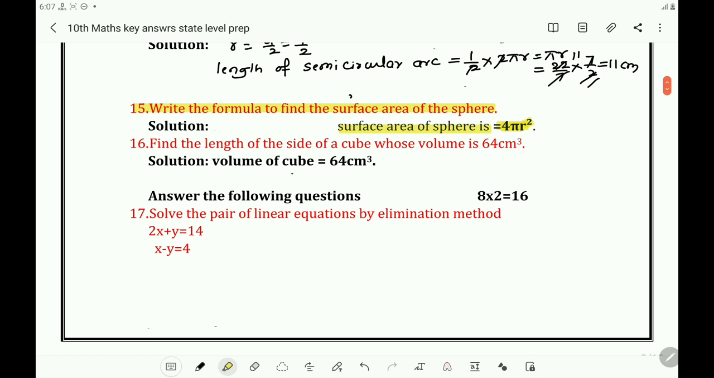Next, 16th question, find the length of the side of a cube whose volume is 64 cm cube. You know the formula for the volume. That is, volume of the cube is given as 64 cm cube. That is V equals a cube equals 64 cm cube. That is a cube equals, it is the cube of 4 cm whole cube. Therefore, you can have a equals 4 cm.